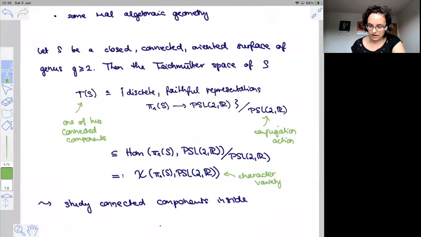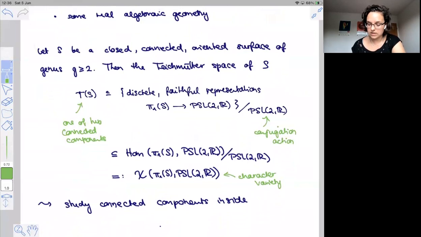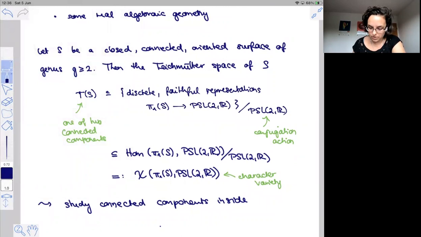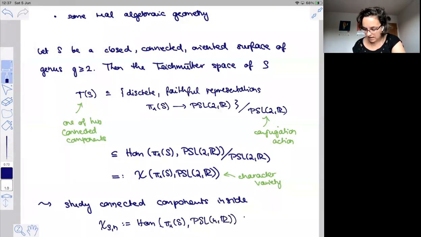And now, instead of studying connected components into PSL(2,R), we can study connected components in the space of all homomorphisms from the fundamental group of the surface to PSL(n,R) up to PSL(n,R) conjugation. And this is for all n bigger or equal than two. And this will lead us to the definition of the Hitchin component.